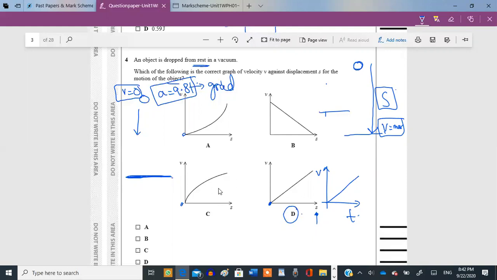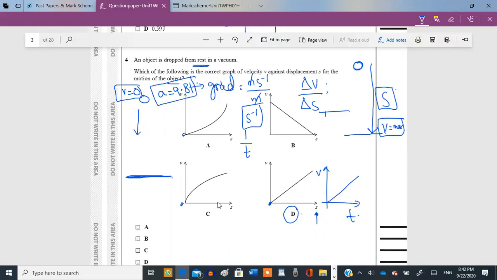But what about the gradient of this graph? Will that be a constant or not? Well, for that, you'll need to look at the gradient. This is change in V upon change in S. Change in V upon change in S, if you break it down into SI base units, is going to be meters per second divided by meters. Meters per second divided by meters means this is the S inverse. S inverse means 1 upon time. So the gradient over here is representing 1 upon time.